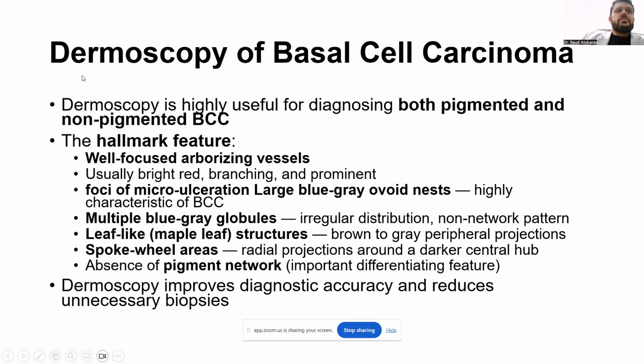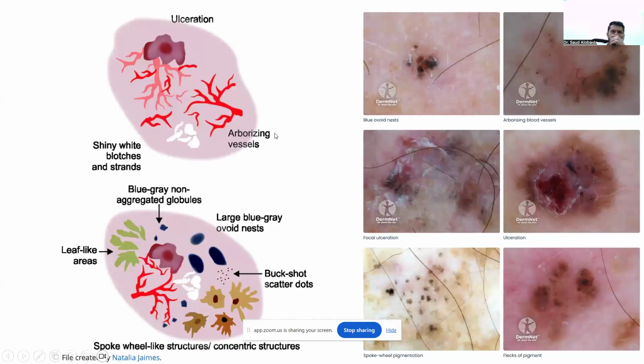Dermoscopy. So again, it's very helpful and very useful. But honestly, I find BCC easy to diagnose by the naked eye. So we were talking about arborizing blood vessels, micro and macro ulcerations, blue-gray ovoid nests, multiple blue-gray globules, leaf-like areas. I think these are going to be another lecture, dermoscopy. But this is kind of what we talk about: ulceration, arborizing vessels, globules, nests, etc.